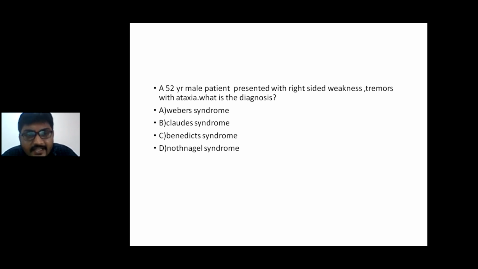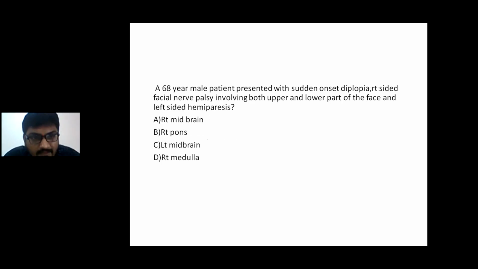In Benedikt's, weakness, tremors plus ataxia will be there. Okay. In Nothnagel syndrome, only third cranial oculomotor paresis will be there. No weakness will be there. Weakness is not that predominant in Nothnagel syndrome. So the answer for this is what? Option C. Option C. Okay, thank you.